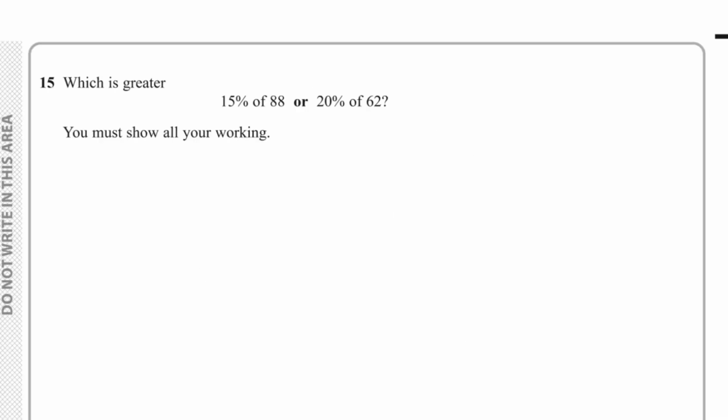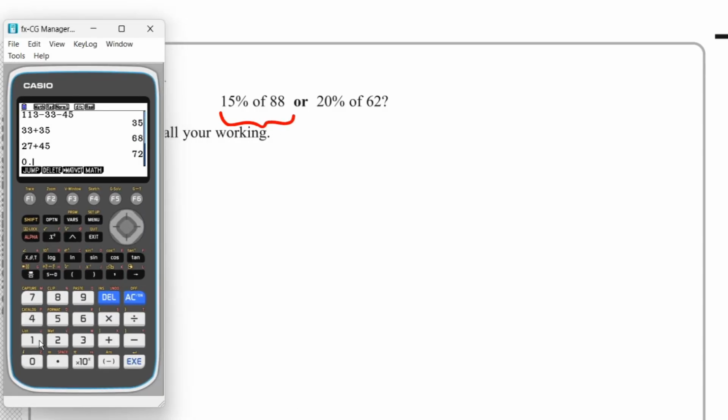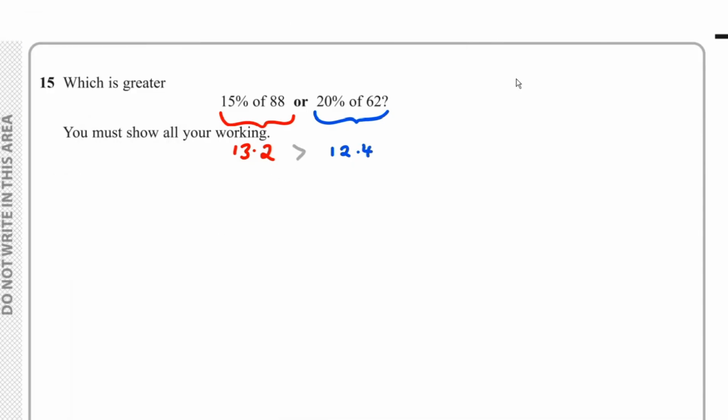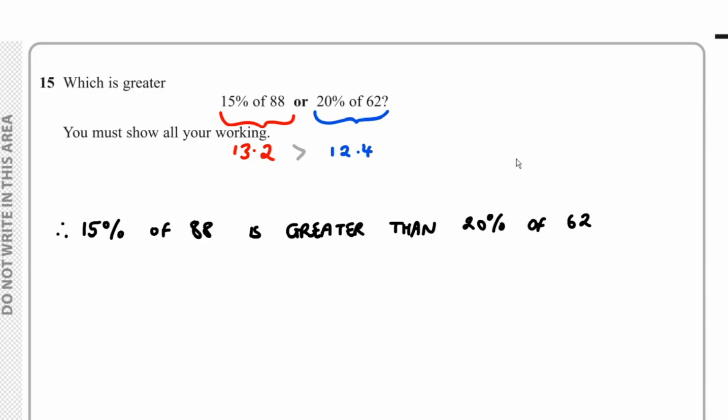Question number 15. Which is greater, 15% of 88 or 20% of 62? You must show your working. Well, let's work out this amount. 0.15 times 88 is 13.2. 0.2 multiplied by 62 is 12.4. So here we get 12.4. Which is greater? This one. Therefore, 15% of 88 is greater than 20% of 62.